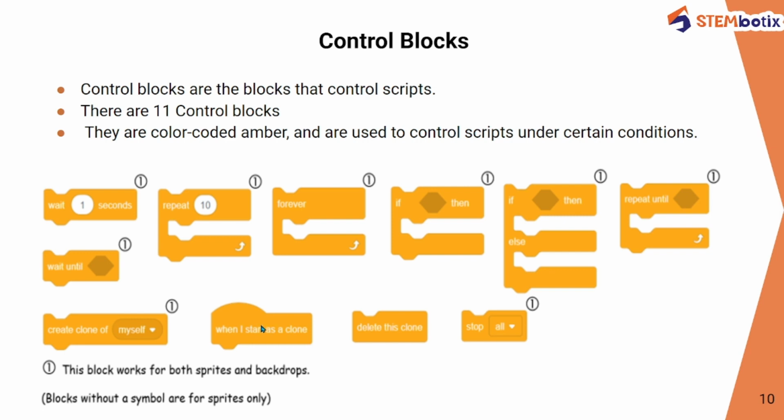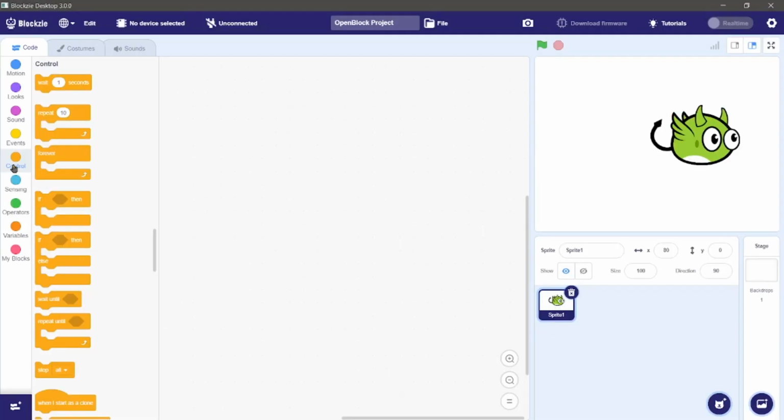The blocks with one number can be used for sprites and backdrop. Blocks without any symbol are used only and only for sprite. So the control blocks, as you can see, are color coded in orange color. This particular section is used when you want to control your sprite. These blocks are used to give controllable action to your sprite.